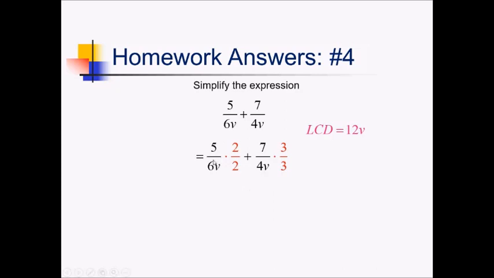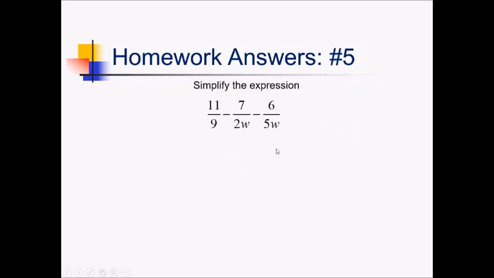Let's actually multiply these fractions out now. For our first one, I've got 5 times 2 is 10 over 12v. For the next one, 7 times 3 is 21 over, again, 12v. We're trying to get that LCD down there. Since I have the same denominator, I can add the numerators and just keep the denominator the same. So we have a 12v downstairs and a 10 plus 21 upstairs, that's 31. Well, these can't be reduced at all, so this is as good as it gets.